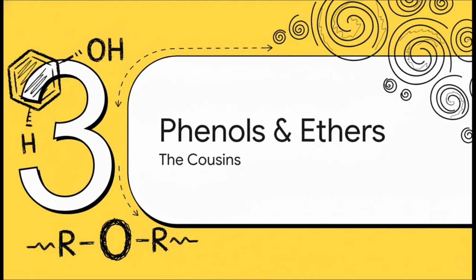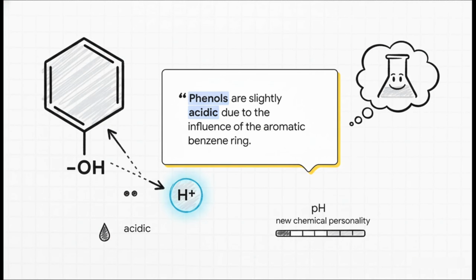Now let's quickly check back in with our two other family members, the phenols and ethers, just to see how their unique structures really define them. Remember how phenols have their OH groups sitting on that special benzene ring? Well, it turns out that ring is so good at pulling on electrons that it actually weakens the bond between the oxygen and hydrogen just a little bit. This makes it easier for that hydrogen to pop off. And what's the definition of an acid? Releasing a hydrogen ion. So that ring gives phenols a completely different chemical personality.